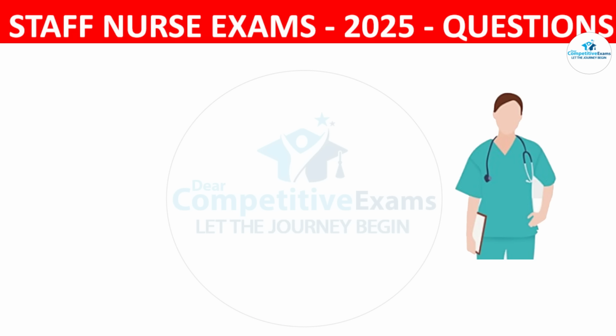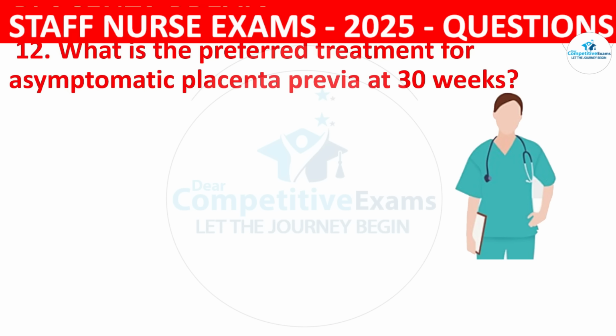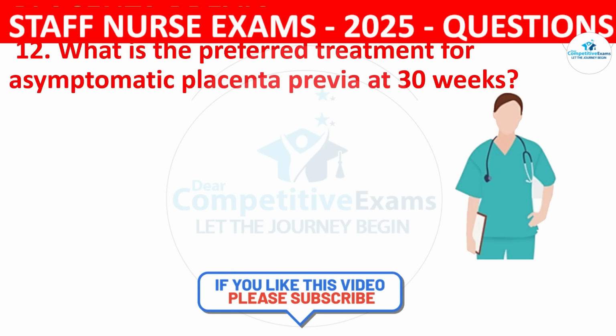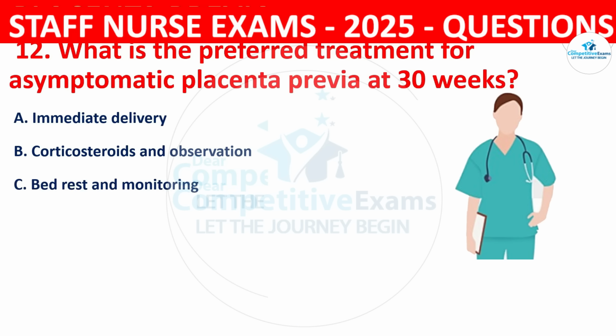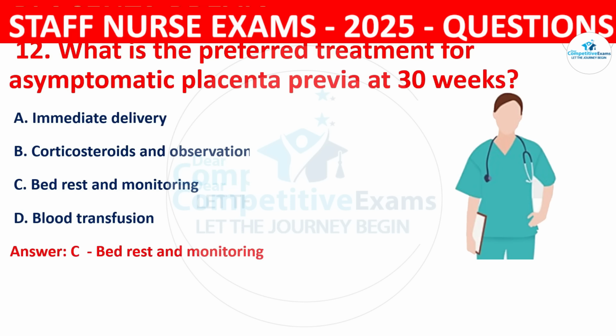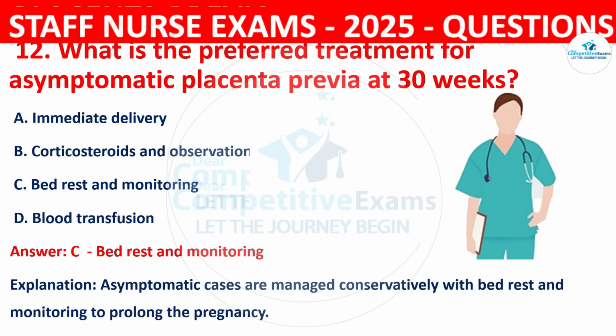Question number 12. What is the preferred treatment for asymptomatic placenta previa at 30 weeks? Your options are immediate delivery, corticosteroids and observation, bed rest and monitoring, or blood transfusion. The correct answer is C, that is bed rest and monitoring. Asymptomatic cases are managed conservatively with bed rest and monitoring to prolong the pregnancy.